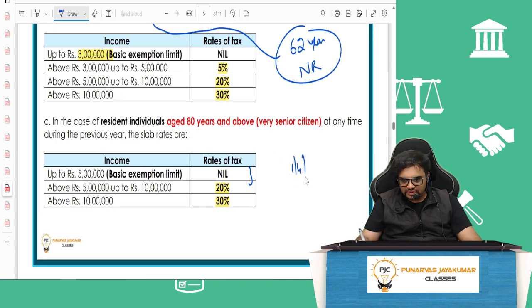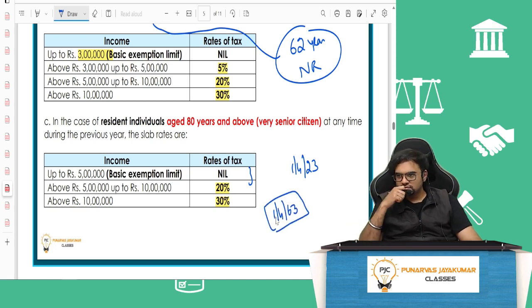So our previous year is 1st April 23. Guys, if a person is born on 1st April 63, his birthday will be 1st April of every year. On 1st April 2023, if he is born on 1st April 1963, his 60th birthday will fall on 1st April 23. Correct.